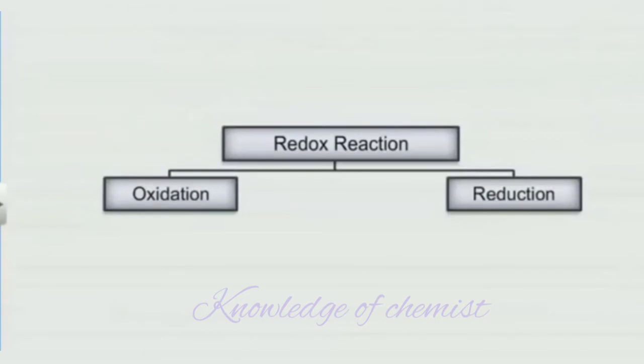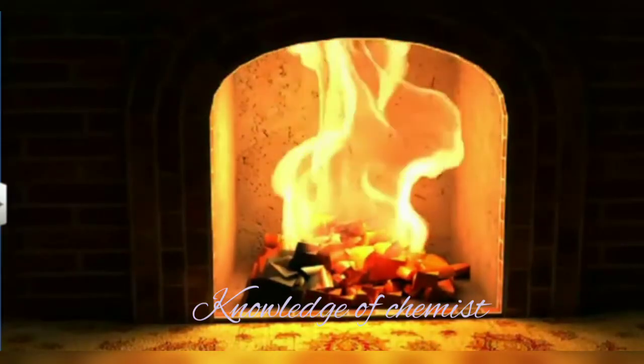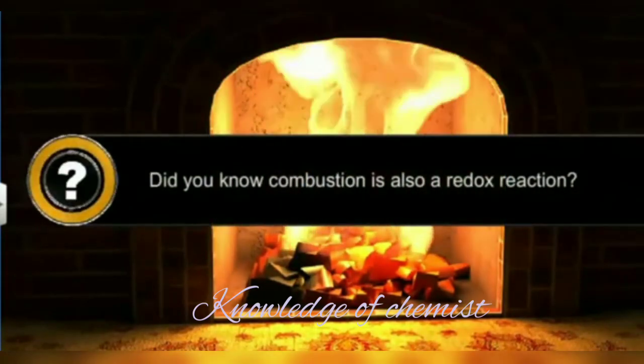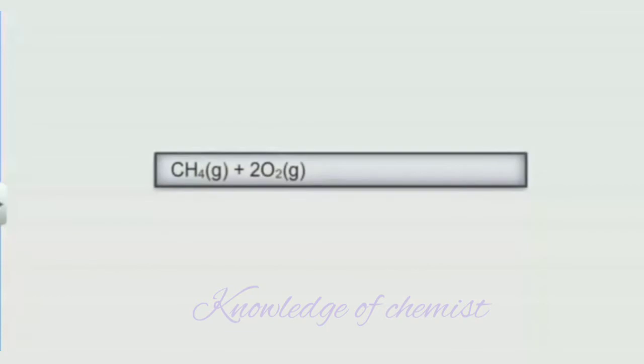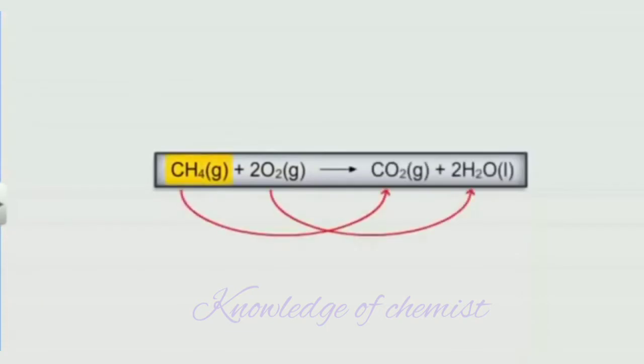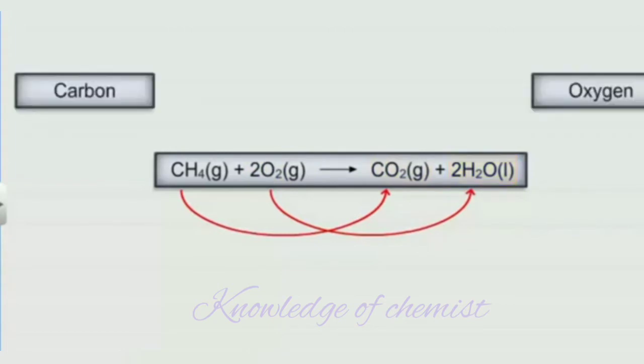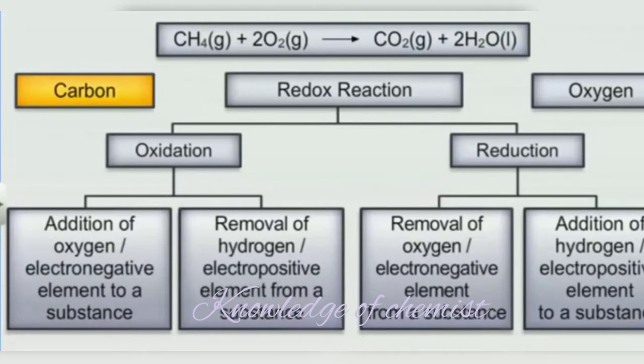This shows that in a redox reaction, oxidation and reduction occur simultaneously. You know that combustion is a redox reaction. Consider the combustion reaction of a hydrocarbon, methane. We know that oxygen is required for a combustion reaction. Methane reacts with oxygen to give carbon dioxide and water. In this reaction, carbon is oxidized due to removal of hydrogen, and oxygen is reduced due to addition of hydrogen.